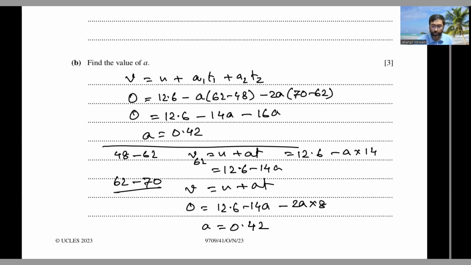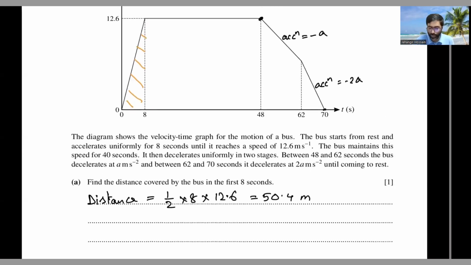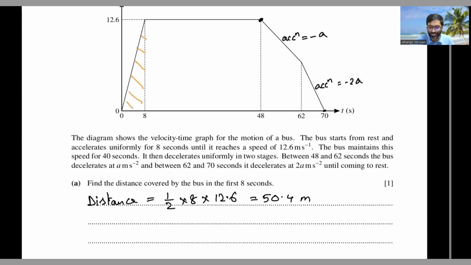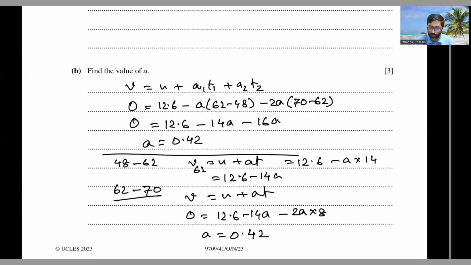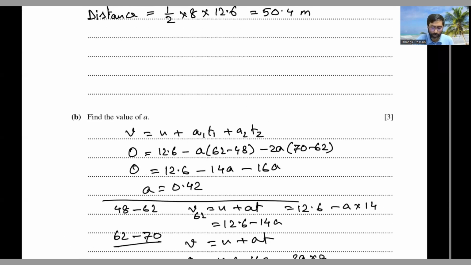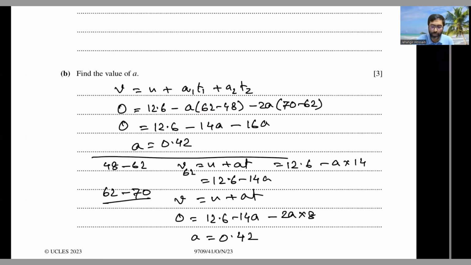You can consider the two decreases in velocity together, or you can consider the two time segments separately and apply v equal to u plus at. Two time segments: 48 to 62, this segment, and 62 to 70, this segment. Okay, that's part B where we find the value of a.